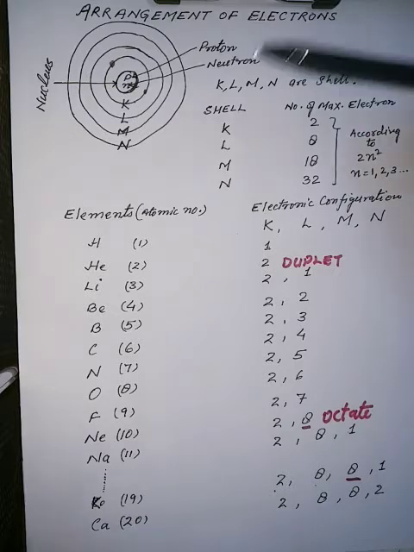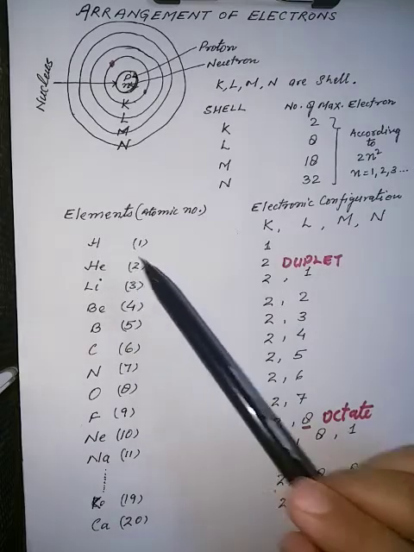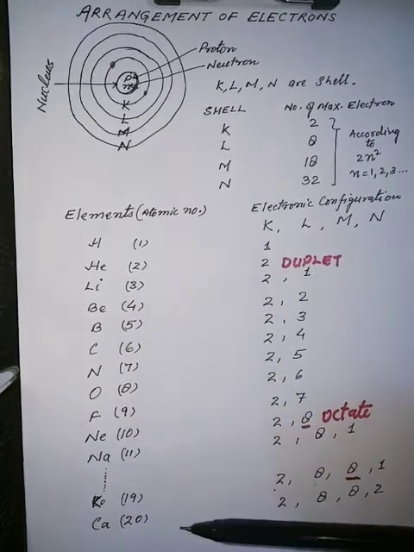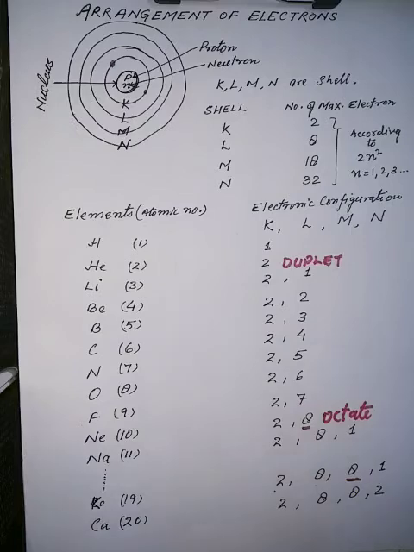Now we want to discuss the electronic configuration of different elements. In class 9th standard, we are having the elements up to atomic number 20. Every student must learn the elements' names with their atomic numbers till 20.